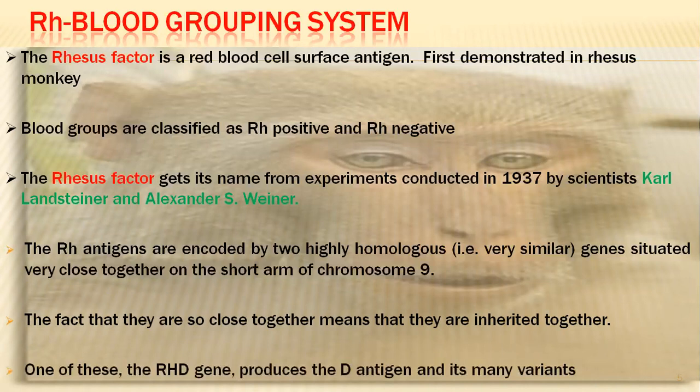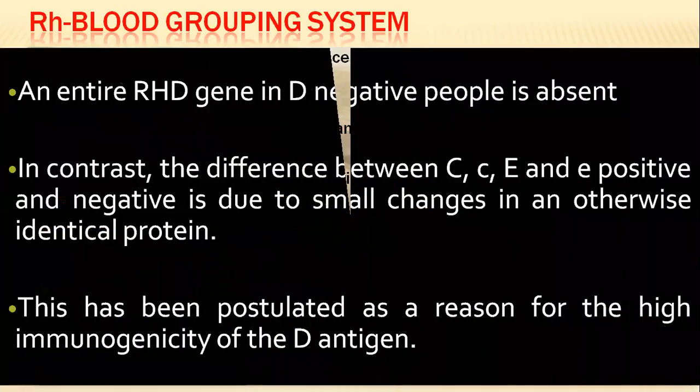One of these, the rhesus D gene, produces the D antigen and its many variants. So the rhesus D gene can code for the D antigen and other antigens that are similar to it. The entire rhesus D gene is absent in D negative people. But in contrast, the difference between C, E positive and negative is due to small changes in an otherwise identical protein. So the other rhesus antigens, like capital C and small c, and E, in persons who are negative and positive, are just minor differences in this protein.